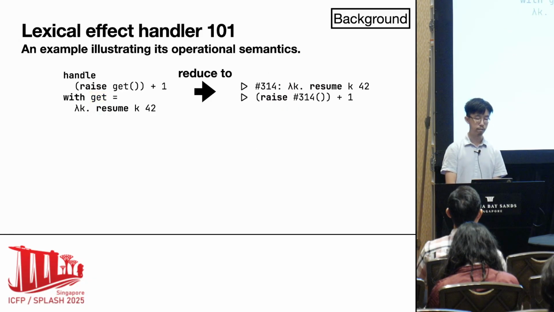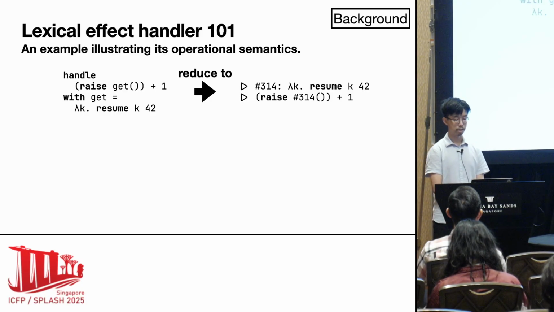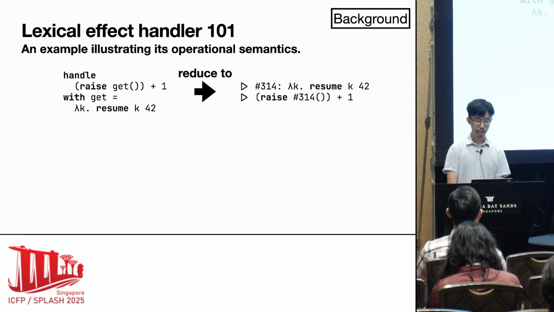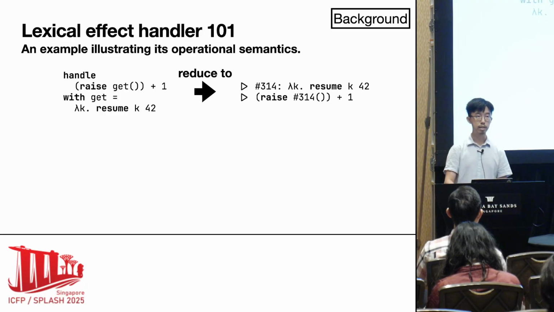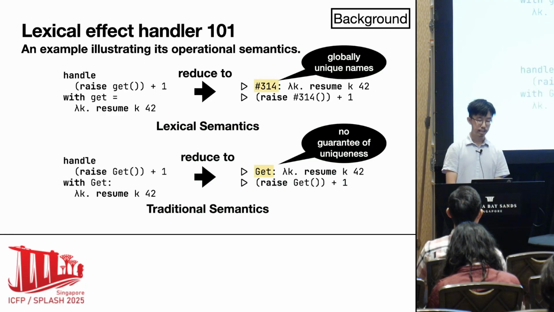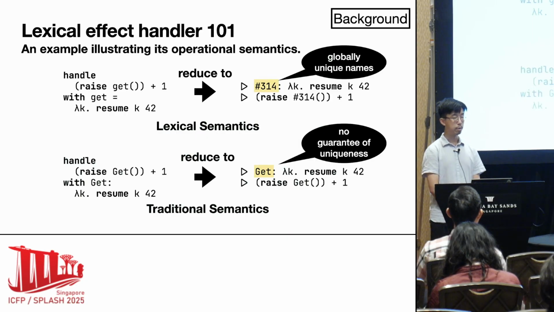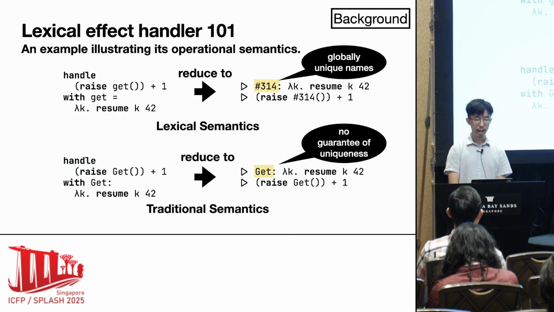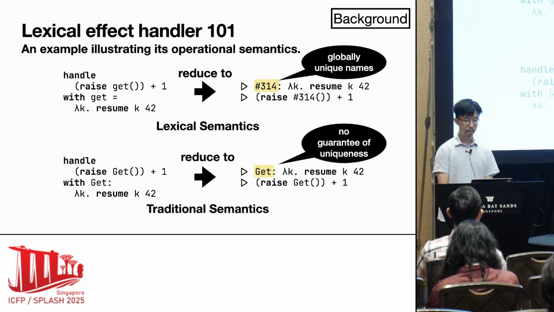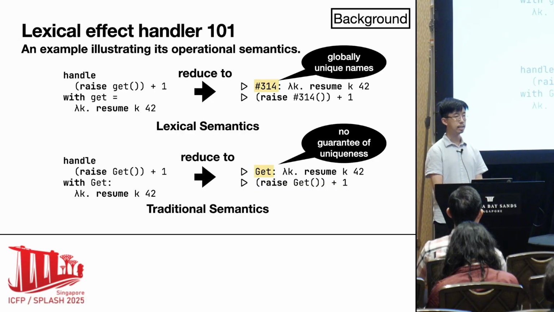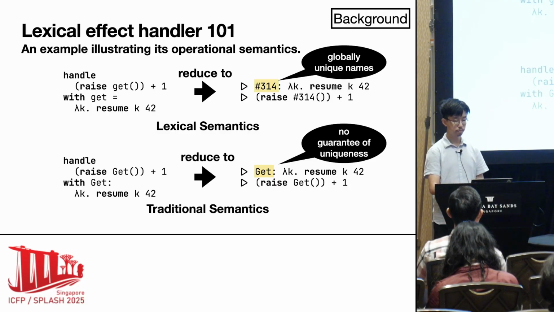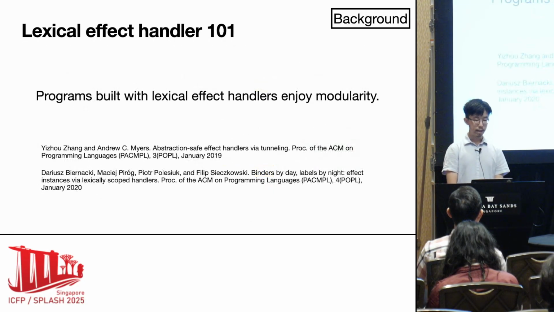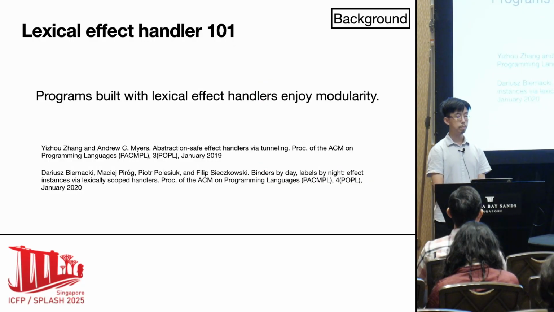Here's another presentation of the same expression, which highlights the stack structure. The program has two stack frames, a handler frame at the top with name 314, followed by the current redex. This slide compares the handler with lexical and traditional semantics. We can see that with lexical semantics, every handler is given a globally unique name when it is installed. The traditional semantics does not have such guarantees. Prior work has also shown formally that programs built with lexical effect handlers enjoy modularity.